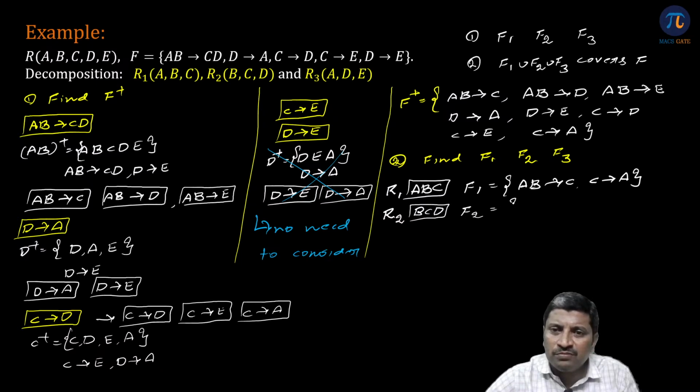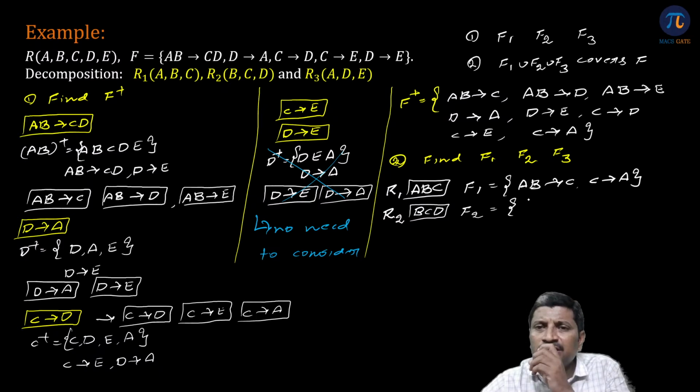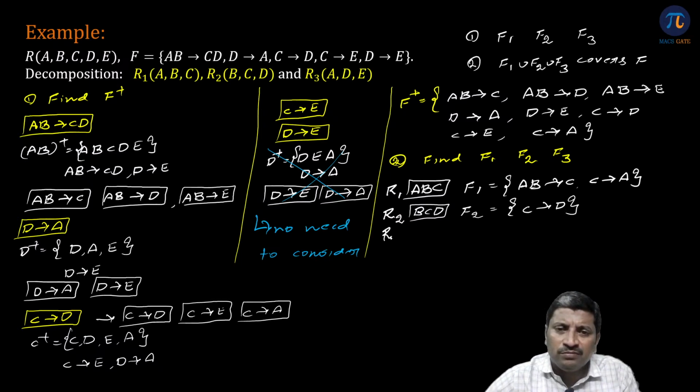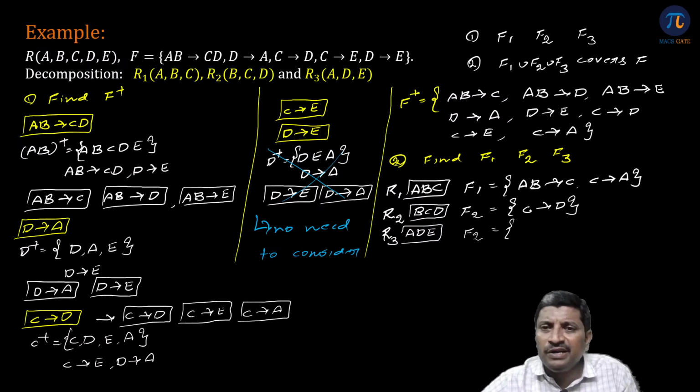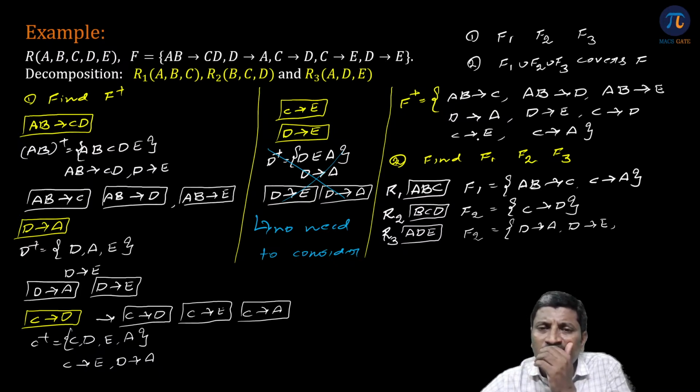So what is F2? B, C, D. You can write C implies D. Anything else possible, sir? That's it. What about R3? A, D, E. D implies A, D implies E. Then here I have C, here I have C, here I have C. Leave it. Hope you have written very well, sir.